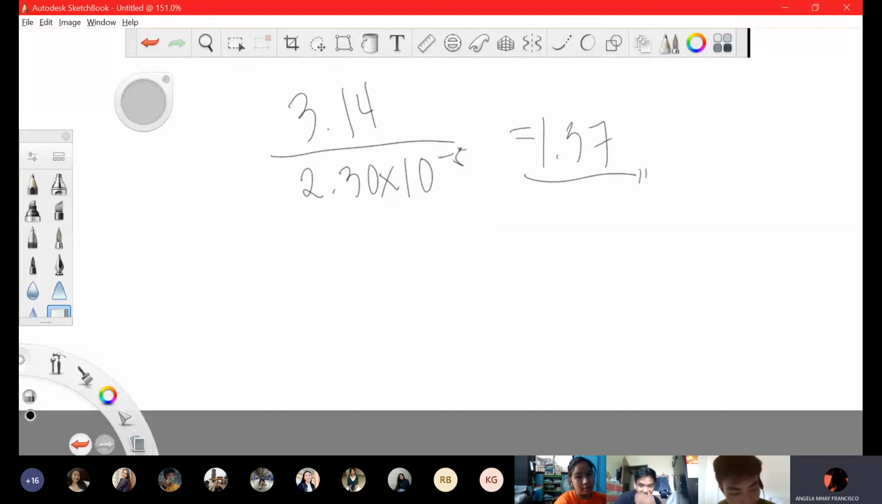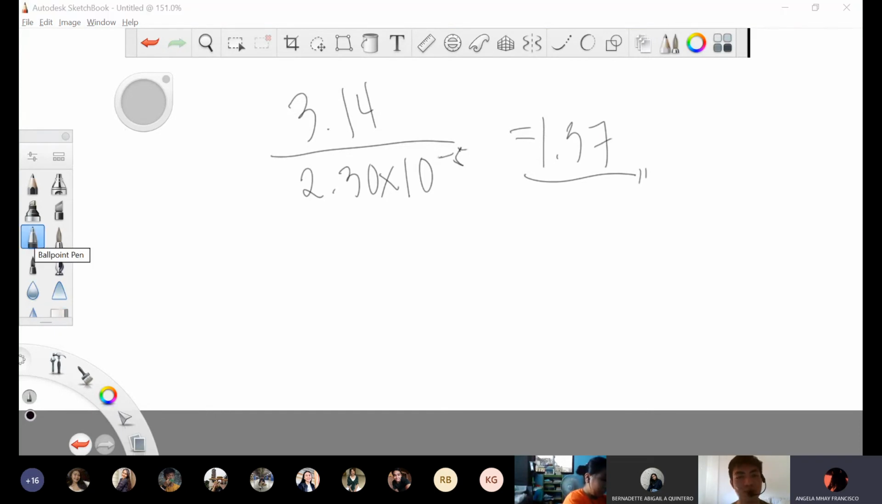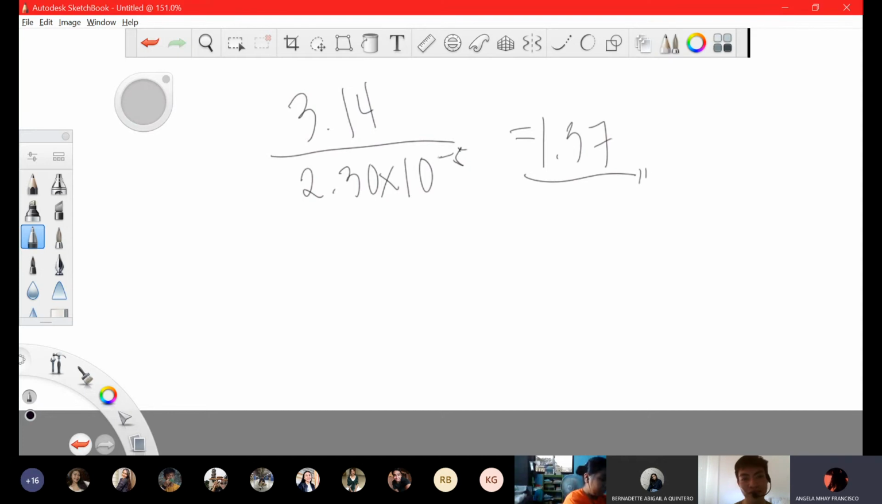Sige, yung ginawa ko po kasi, ganyan na po yung solution ko kasi kinalkyo ko lang. So, 3.14 divided by 2.30 times 10 raised to negative 5 is 1.3652. So, tatlo lang po yung significant figure. So, ni-round off ko po siya sa 1.37. May kulang. Di po ako sure kung sasama ko yung times 10 raised to negative 5. Kailangan kasama siya. So kasama.